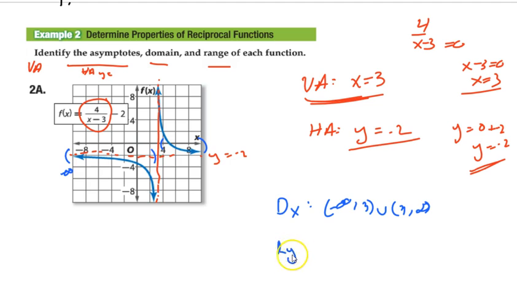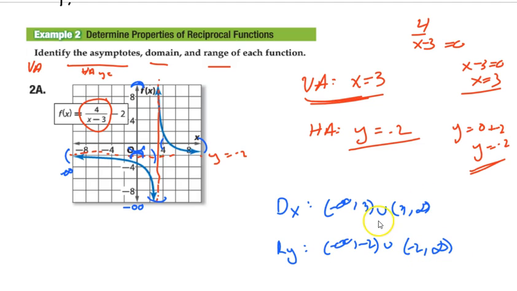Similar for the range, low to high. The lowest I see right here is negative infinity. Then I have to stop right here at the asymptote, because my graph isn't going to pass that. So negative infinity to negative 2. Union, we start again at the asymptote, because of this graph right there, up into infinity.